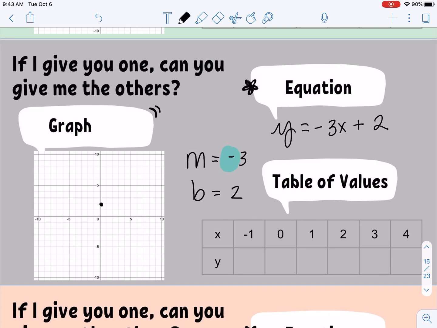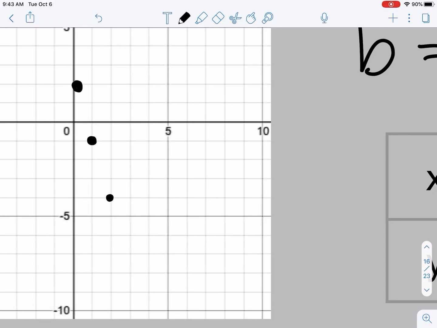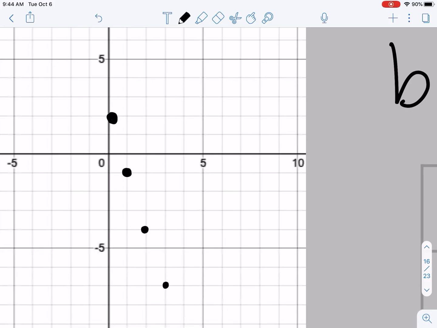So I'm going to go down 3, 1, 2, 3, and to the right 1. Is that right? Maybe if I zoom in a little bit, that'll be easier. Down 3 and to the right 1. I can also go up 3, but then I have to go to the left 1. Let me just replot this point so it really lines up. Now I can see that line. Notice how they all line up. I go down 3 to the right 1, down 3 to the right 1.